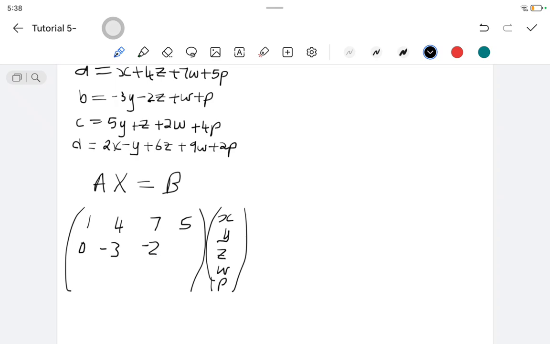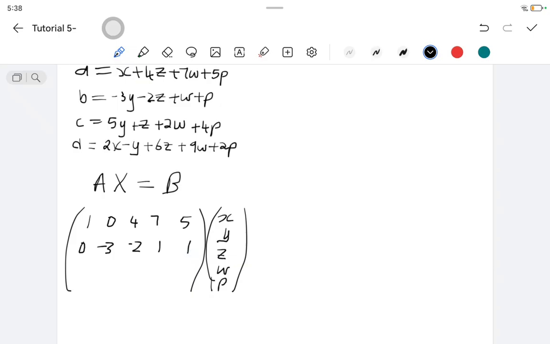Okay. Before 4. Oh, for z, no? Yeah. For y. For y, no, yeah. So this one: 1, 0, 4, 7, 5. Minus 3, minus 2, 1, 1.